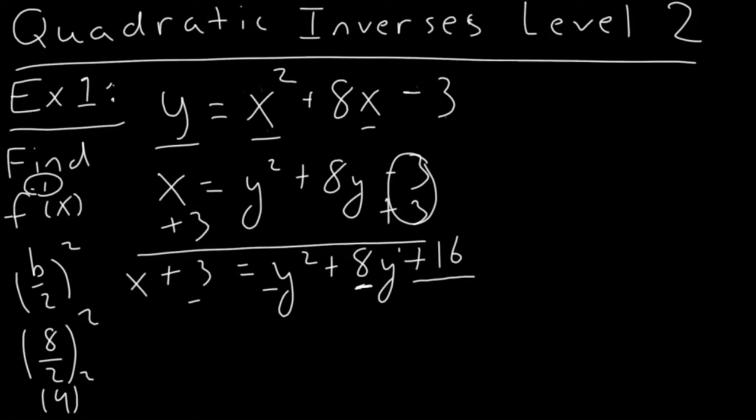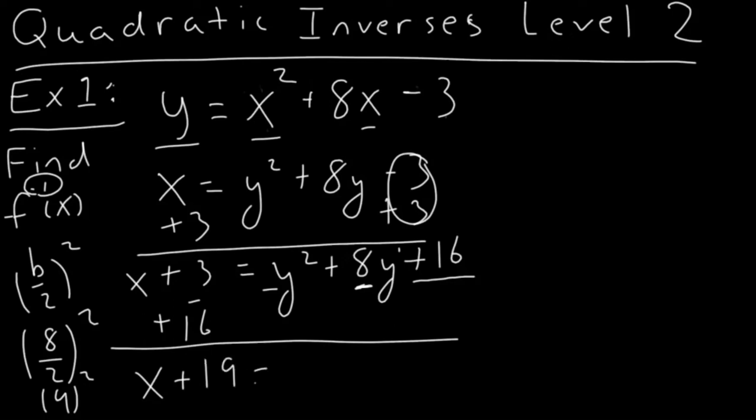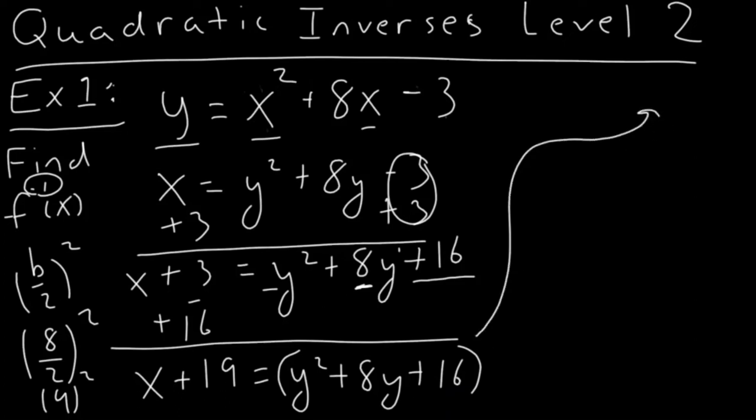But this is algebra, so whatever we do to the right side, we're going to have to do to the left. And we can now rewrite this as x plus, let's see, 3 plus 16 would be 19 equals y squared plus 8y plus 16. Now, pay very close attention because this next part is the second, what I'll call the tricky part. We want to take this right side, y squared plus 8y plus 16, and change it so that it becomes vertex form.